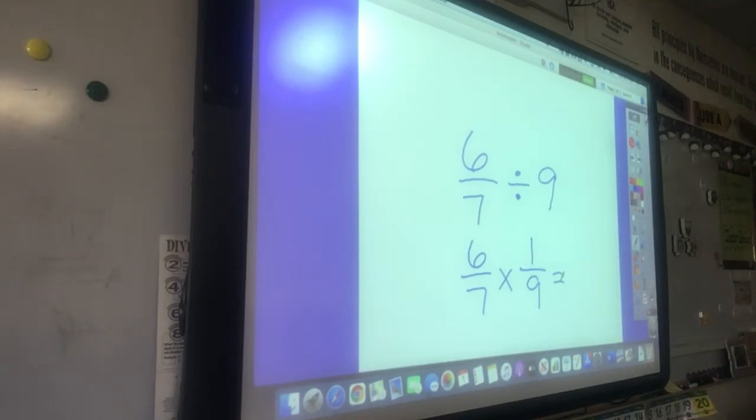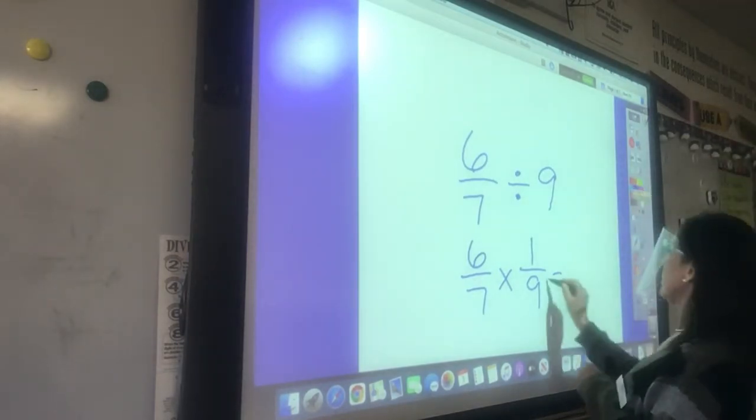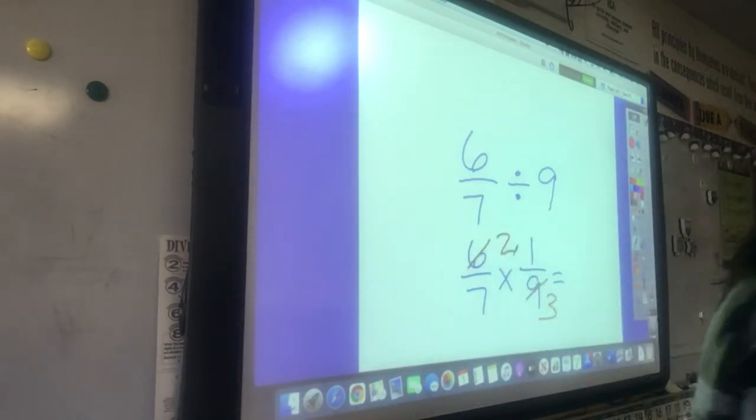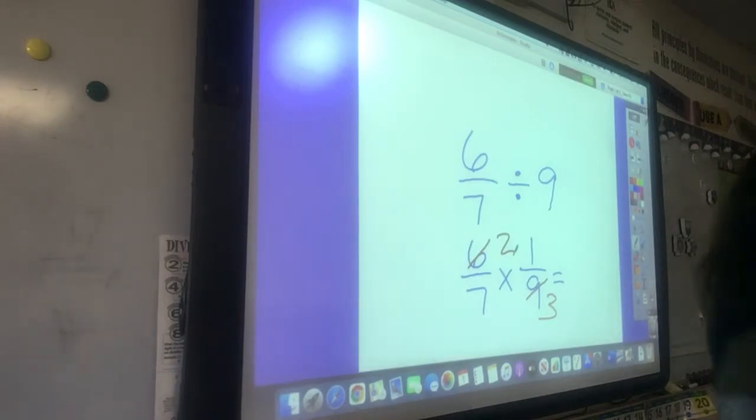Okay, so how many times would 3 go into those two? Kira? 9 would change to 3, and the 6 would change to 2. Got it. And then all we do is multiply what's left. So we're gonna have a fraction answer. And so, Hunter, what would we get? We would get 2/21. Yes.